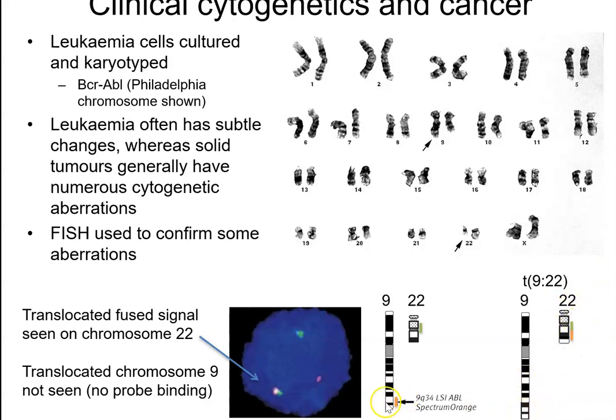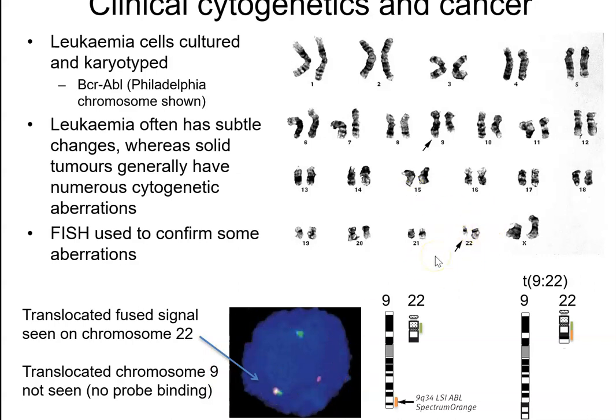And so this is what we call a reciprocal translocation. Now what it's done is it's brought this piece of DNA, which is identified by the orange probe, onto chromosome 22 next to the green probe. So you end up with a green and red or green and orange signal, which is shown here. So we can use this to confirm which cells within a patient's blood have got this particular abnormality.